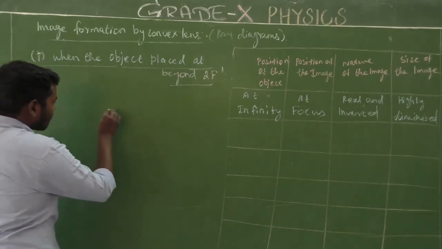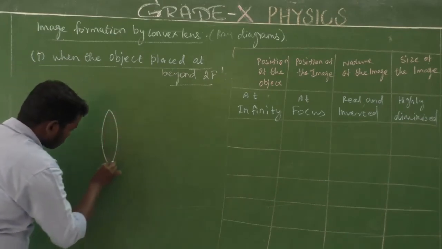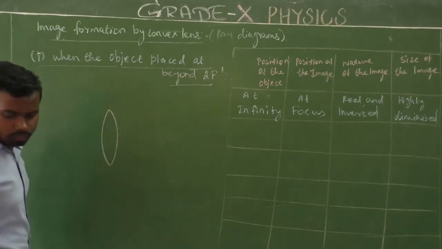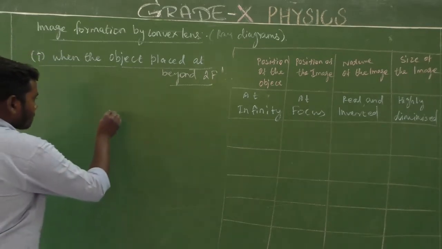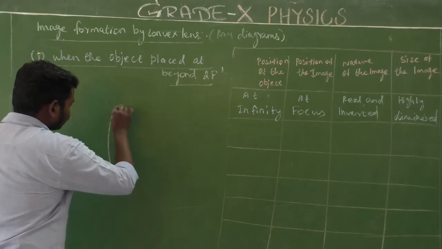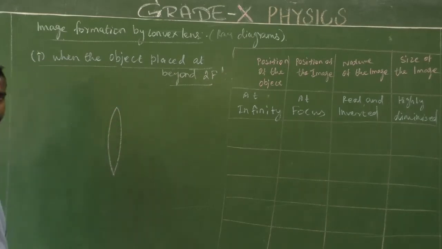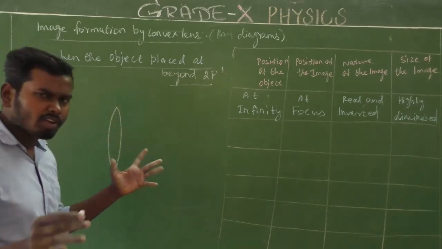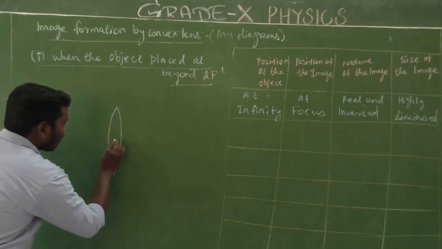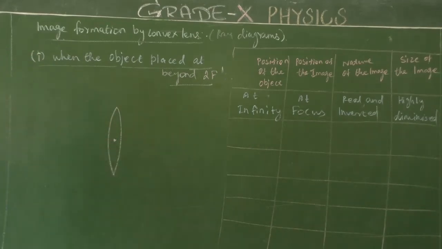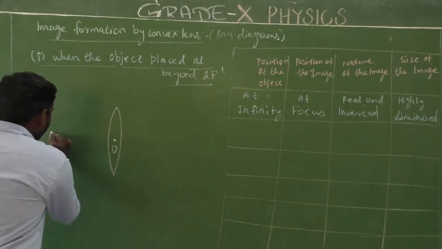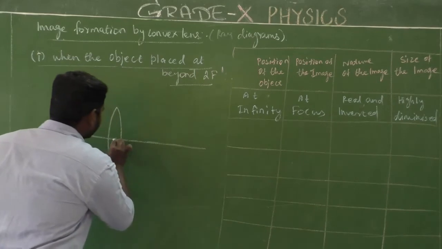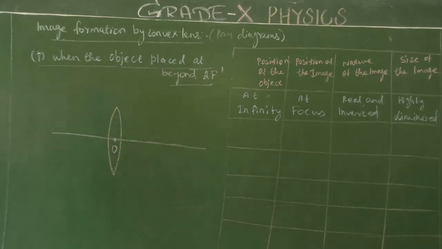Consider a convex lens. We need to make it into a large size. Look at here, the beautiful convex lens. The center point of a convex lens, what is that? That is the optical center O. And the imaginary line which passes through the optical center, what is that? That is the principal axis.